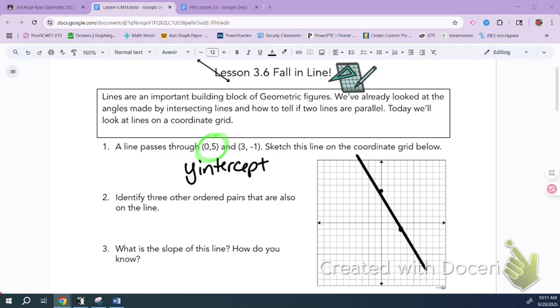We've talked about slope. We did that last week, in the half day. Right now, can you identify 3 other ordered pairs that are also on this line? What does it mean by ordered pair, Vivian? Like coordinates, like an XY point. Yeah, I need 3 other points. Can you and your group come up with 3 other points?